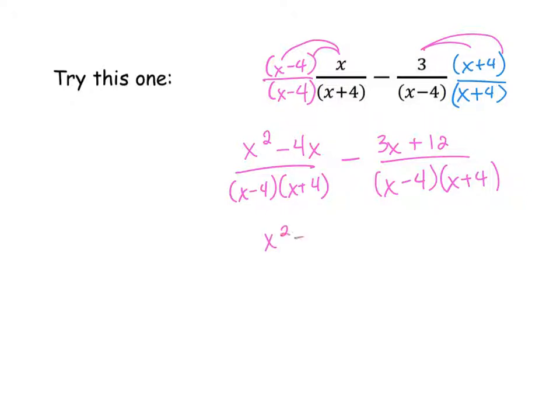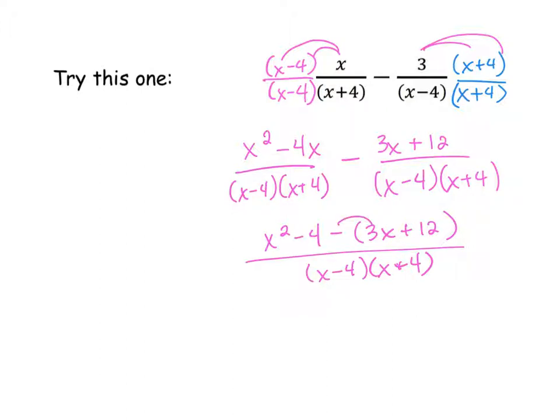So x squared minus 4x. This is what I was talking about earlier. This is minus, so I'm going to write this as minus and then put parentheses around that 3x plus 12. And then that's all going to be over x minus 4 times x plus 4. Simplify further. I'm going to have x squared minus 4x minus 3x and then minus 12. I need to take that negative 1 and distribute it into 3x plus 12.